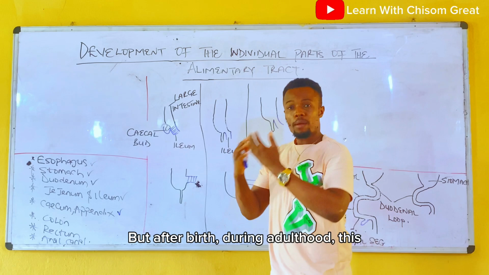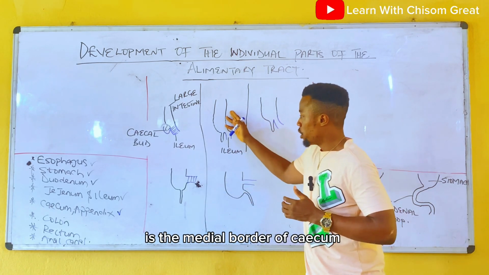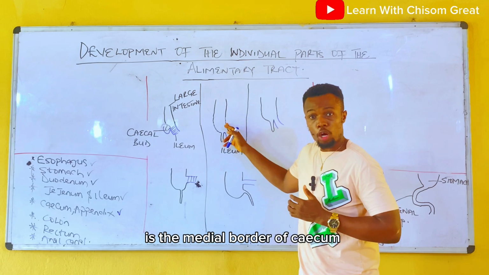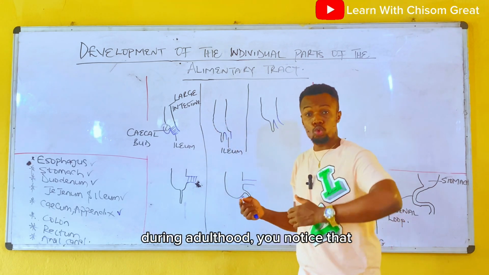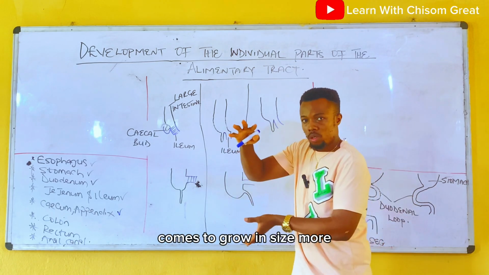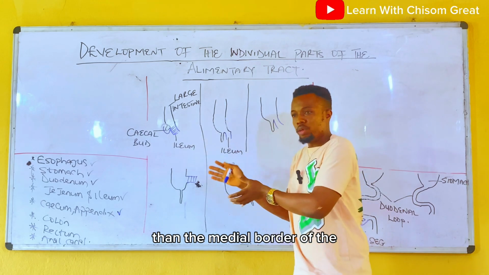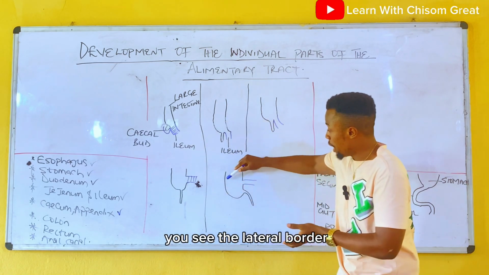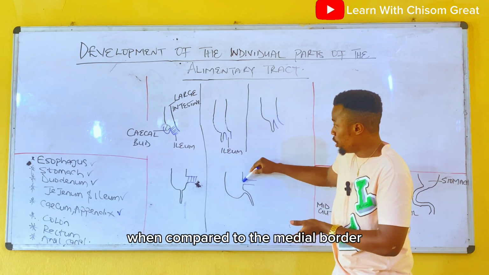But after birth, during adulthood, this is the medial border of the caecum, while this is the lateral border of the caecum. So during adulthood, you notice that the lateral border of the caecum grows in size more than the medial border of the caecum.